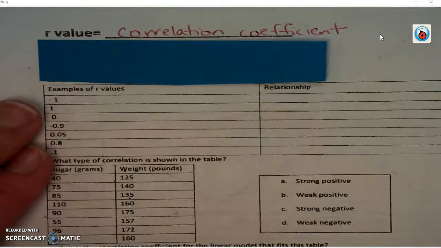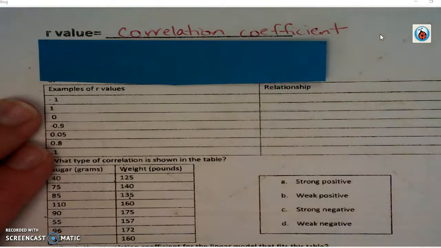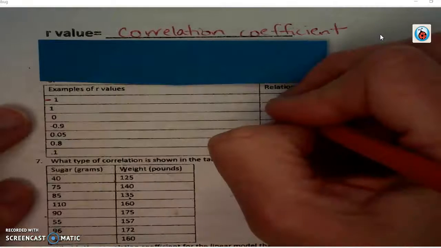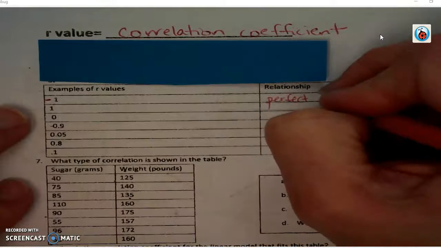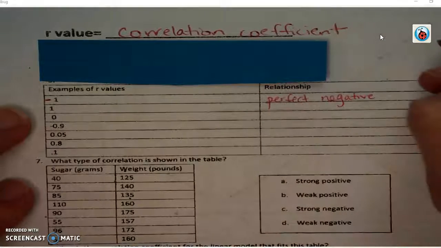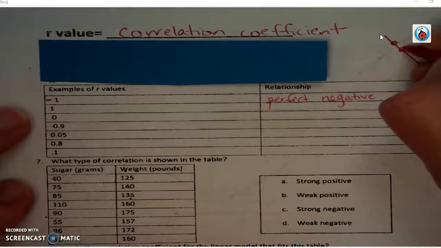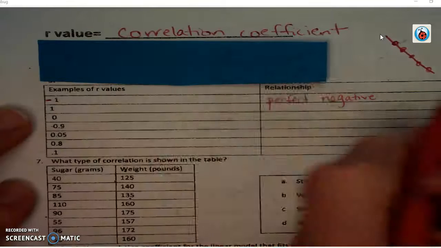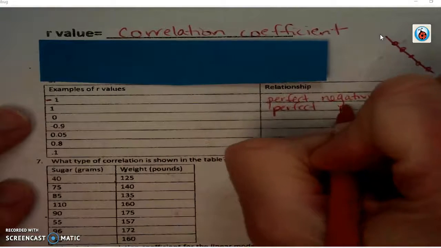All right, now let's talk about the R value. The R value is the correlation coefficient. It is the value that tells you whether your data is strong positive, strong negative, weak positive, weak negative. So here are some examples of R values. If the R value is -1, that is a perfect negative correlation. That means that all the dots are exactly on the line and they're going down. +1 is a perfect positive correlation.